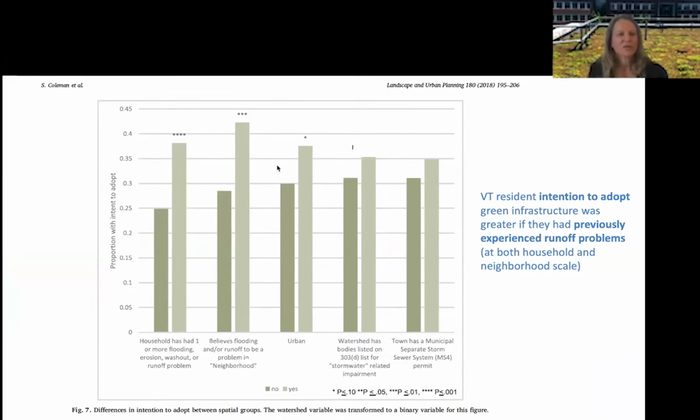There are also higher numbers, maybe less significant, but higher for whether you're in a city or not. And in Vermont, cities are maybe small towns in other places. I'll talk about that momentarily. Whether there's an impairment in the watershed where the person resides, and whether their town has an MS4, municipal separated storm sewer system permit, also was a slight increase in likelihood to adopt.